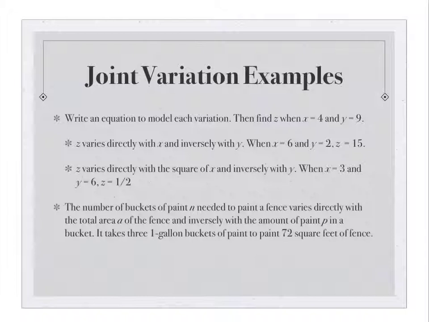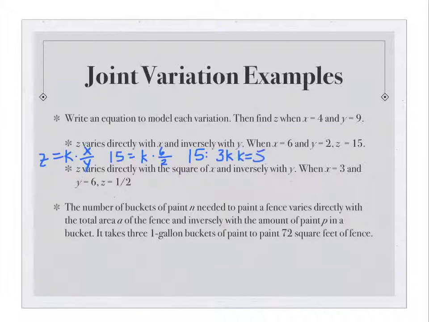So remember how we're going to write these equations. Z varies starts with z equals. Directly with, so I know we have a k, times, directly with x, so x in the numerator, and inversely with y in the denominator. Let's find the k for the given values. So z is 15 when x is 6 and y is 2, so that's a 3. So in other words, 15 equals k times 3, or 15 equals 3k, which means k equals 5.